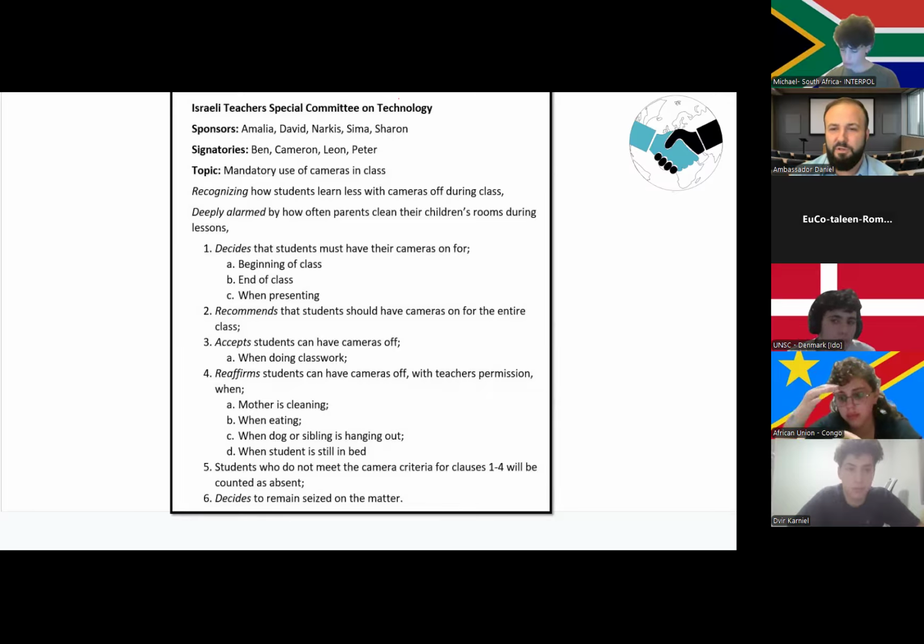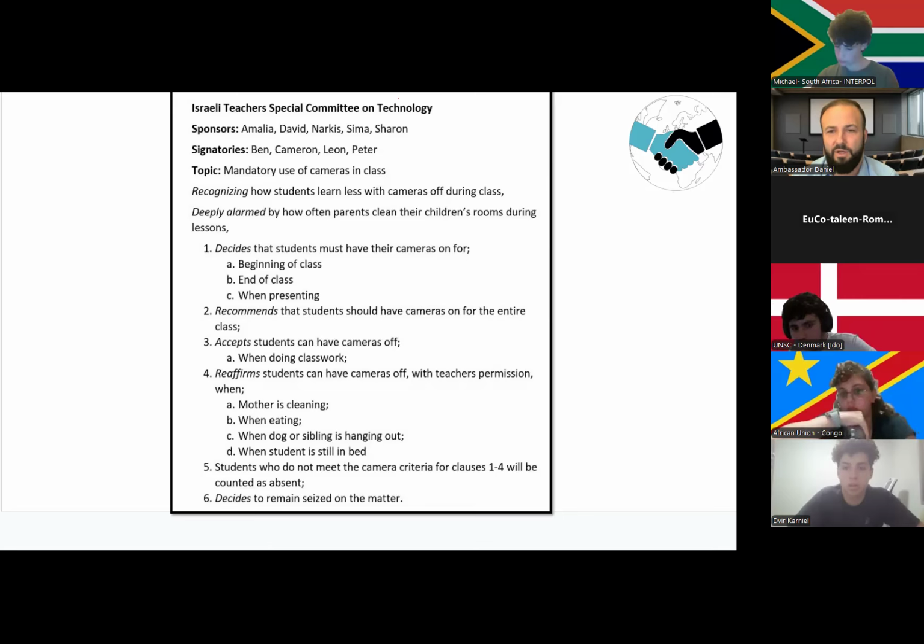Okay? Interpol number 2, please read 4, 5, 6. Reaffirm students can have cameras off with teacher's permission when A, mother is cleaning, B, when eating, C, when dog or sibling is hanging out, D, when student is still in bed. 5. Students who do not meet the camera criteria for clauses 1 to 4 will be counted as absent. 6. Decides to remain seized of the matter.